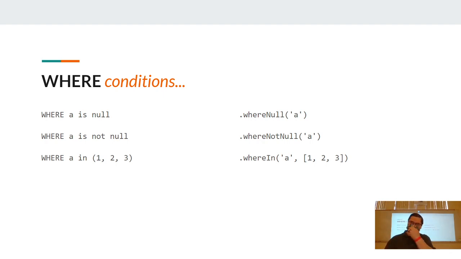Okay. What does A represent? The name of a column. Okay. Just substitute whatever column you want there.